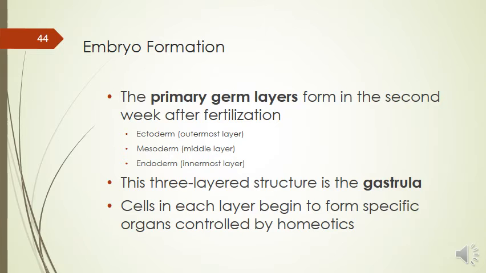The primary germ layers form in the second week after fertilization. We have our ectoderm, which is the outermost layer, the mesoderm, which is the middle layer, and the endoderm, which is the innermost layer. This three-layered structure is called the gastrula. Cells in each layer begin to form specific organs controlled by homeotic genes.